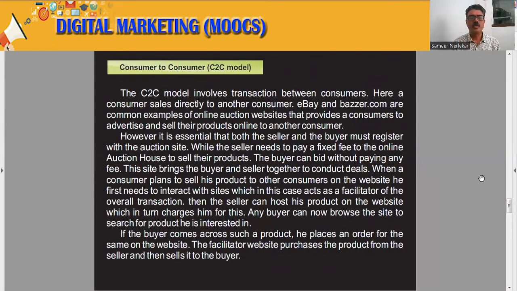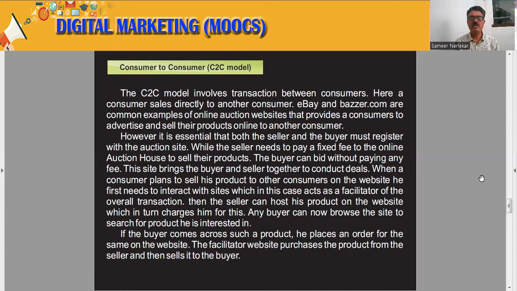The consumer to consumer model involves transaction between consumers. Here, a consumer sells directly to another consumer. eBay and Bazaar.com are common examples of online auction websites that provide consumers a way to advertise and sell their products online to another consumer. However, it is essential that both the seller and the buyer must register with the auction site.